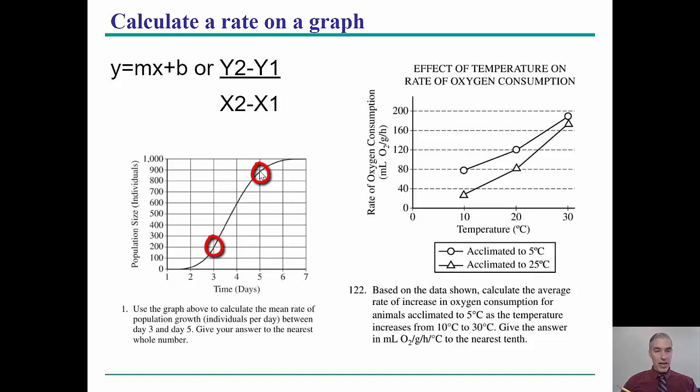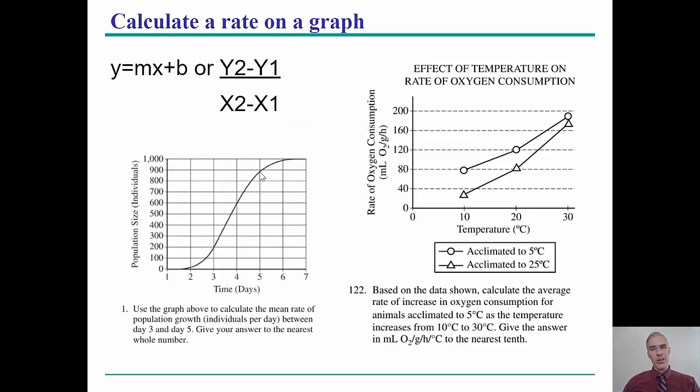So we'll call day 5 about 880, let's say. So day 5 is 880. And we'll subtract that from what day 3 is, which is 200. And then we're going to divide that by the difference in the number of days, which is 5 minus 3, which is 2. So if you do that math, you get 680 divided by 2, which is equal to 340 in that case. Okay, so 340 individuals per day.